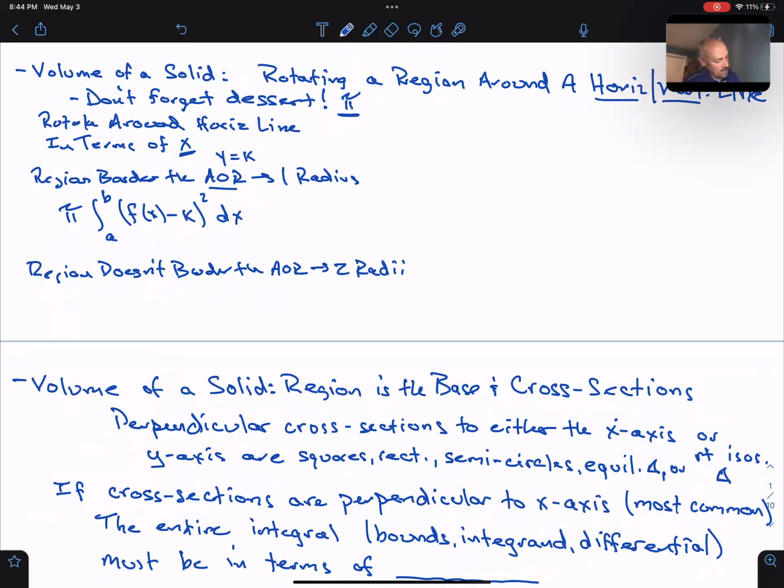I can check there. I'm going to have three dimensions: two dimensions from the squared radius, and one dimension given by the dx. So three dimensions, that makes sense for a volume of a solid.